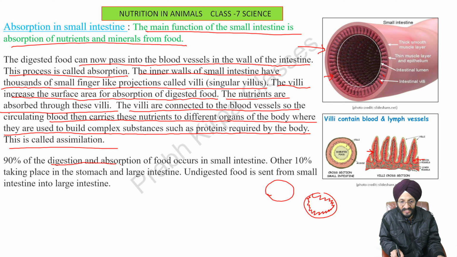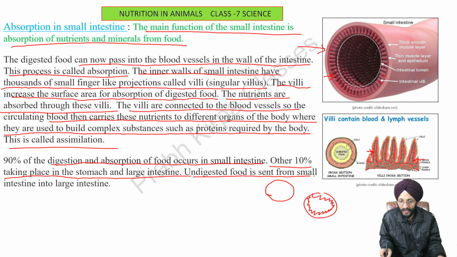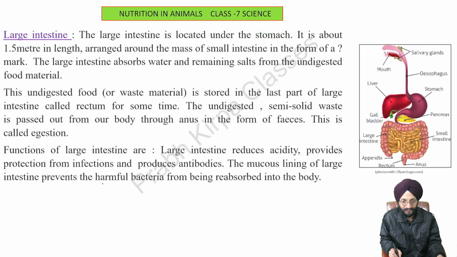90% of digestion and absorption of food occurs in the small intestine. Only 10% takes place in the stomach and large intestine. Undigested food is sent from the small intestine into the large intestine. Now you will see that this is the large intestine, which we have made red in color.